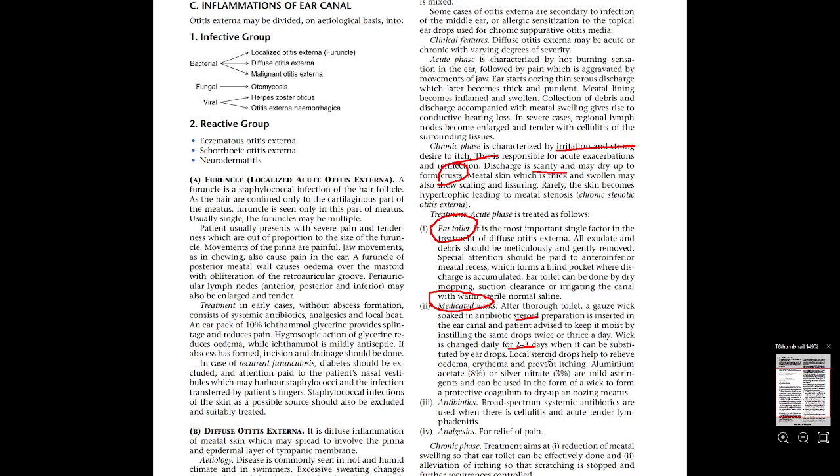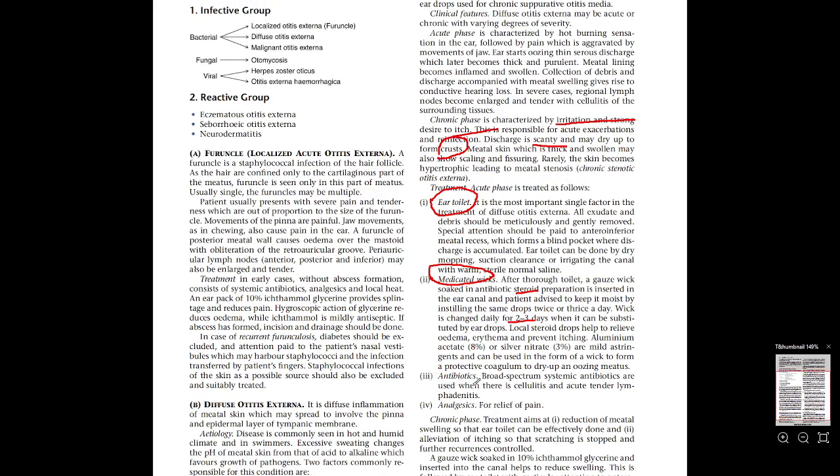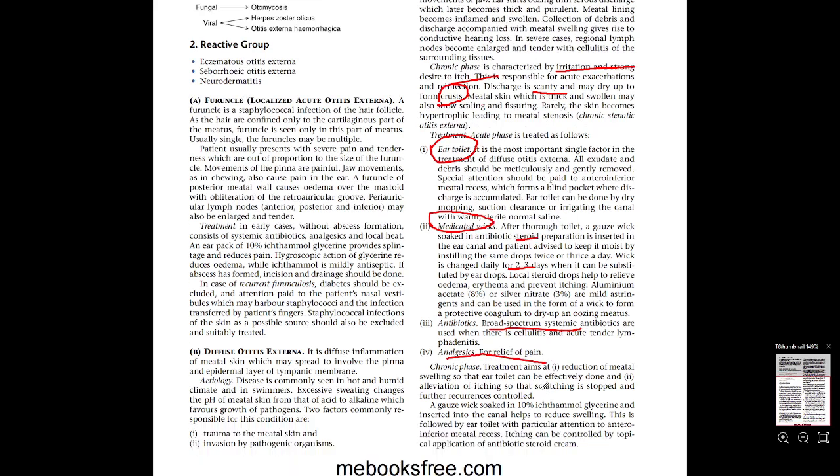And local steroid helps controlling the inflammation, and silver nitrate can be used as well. Broad spectrum antibiotics like doxycycline can be used, and analgesics for relief of pain. Tobramycin can be used as well.